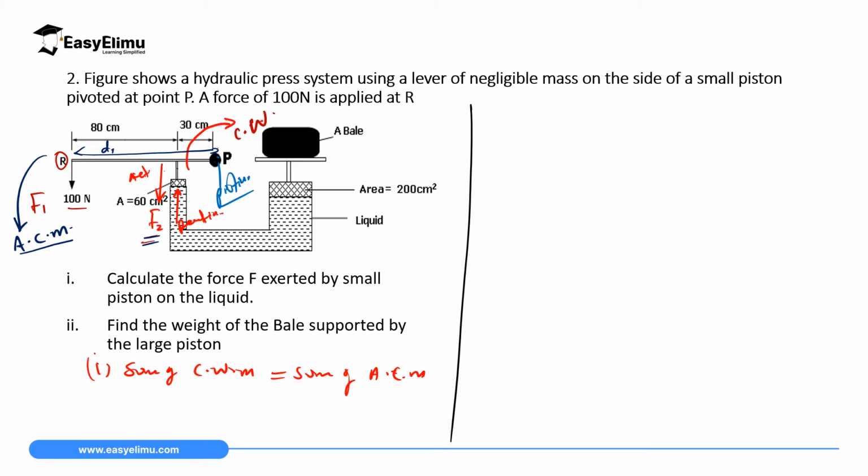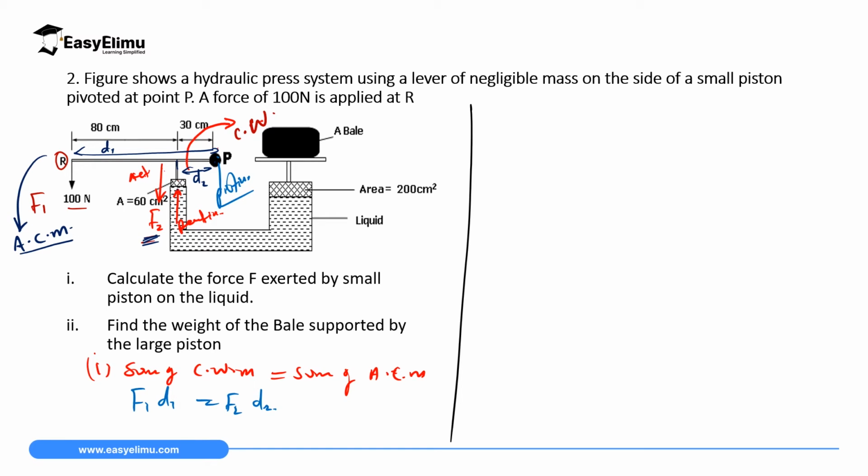And now for us to get the distance for F2, which will be the action and the reaction, that is what we are interested in, then it should be the force where it is acting at this point to the pivot. This will be our D2, which is 30 centimeters.